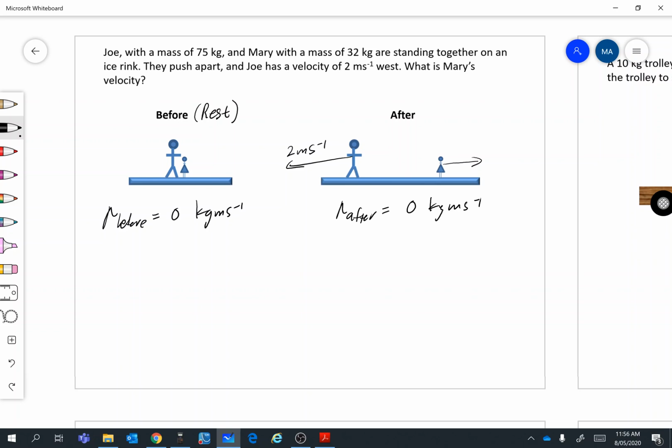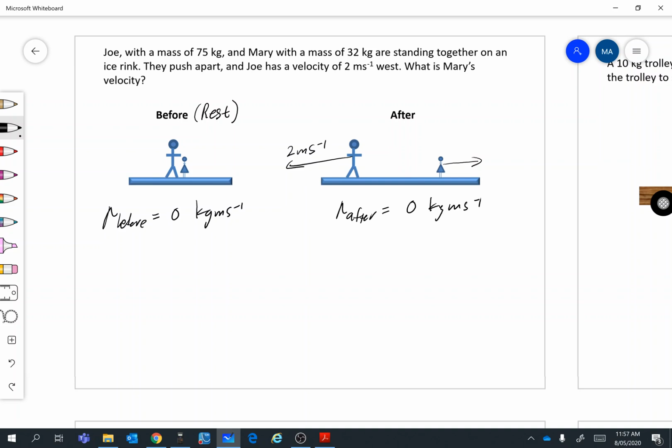And this can be confusing because you think, well, hang on, you said that beforehand they were at rest and they had zero momentum, okay, because their velocity is 0, right? Now, afterwards, they're both moving. How can they still have zero momentum? Well, separately they don't. Joe has momentum greater than 0 to the west, whereas Mary has momentum greater than 0 to the east. But if you combine the two, they'll cancel each other out. So separately they have momentum, but they cancel each other out if we consider them together.